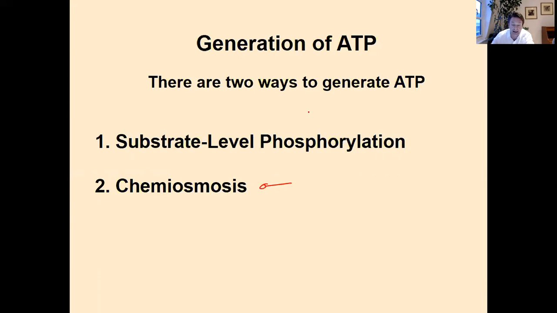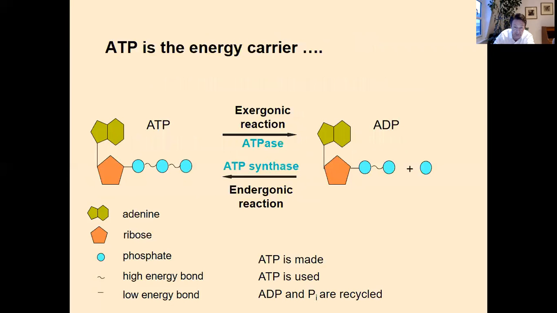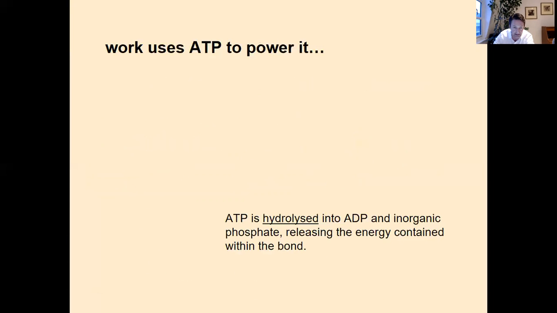Substrate level phosphorylation is the direct production of an ATP from taking a phosphate and joining it onto an ADP. And this is how you produce the ATPs in glycolysis and hence anaerobic respiration, and also in the Krebs cycle. Just move back to this point.